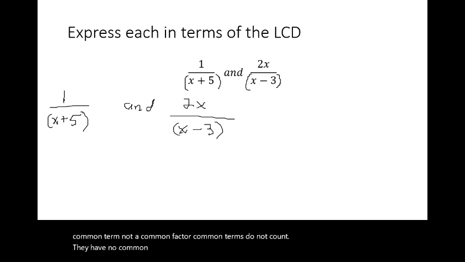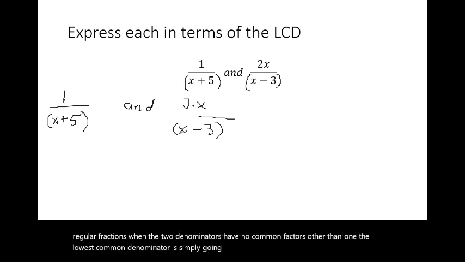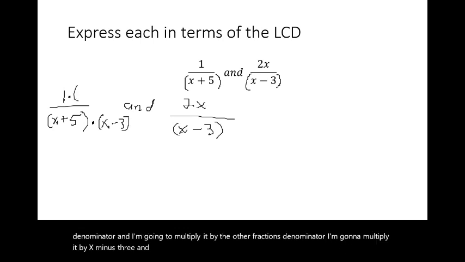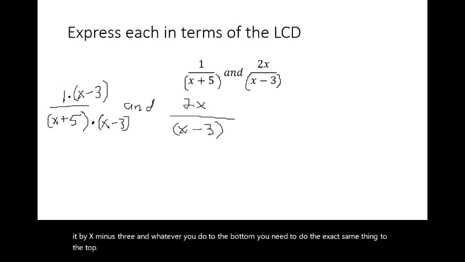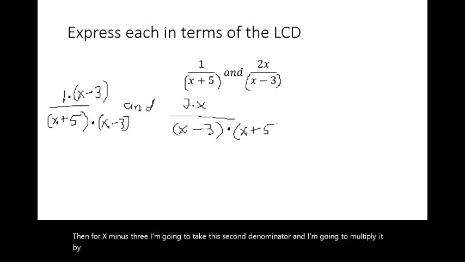So if you might remember from the example that we did with regular fractions, when the two denominators have no common factors other than 1, the lowest common denominator is simply going to be their product. So I'm going to take this first denominator and I'm going to multiply it by the other fraction's denominator. I'm going to multiply it by x minus 3. And whatever you do to the bottom, you need to do the exact same thing to the top. Then for x minus 3, I'm going to take this second denominator and I'm going to multiply it by x plus 5. And whatever you do to the bottom, you need to do the exact same thing to the top.